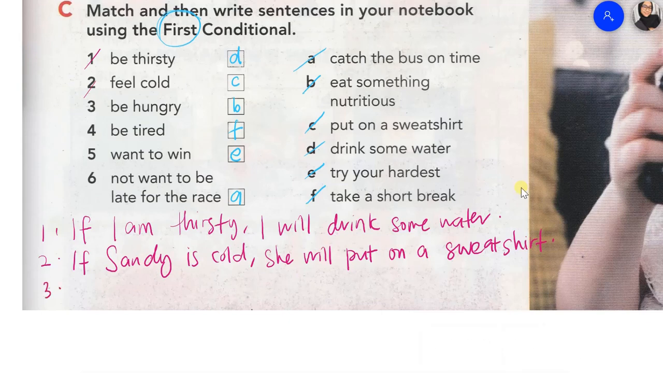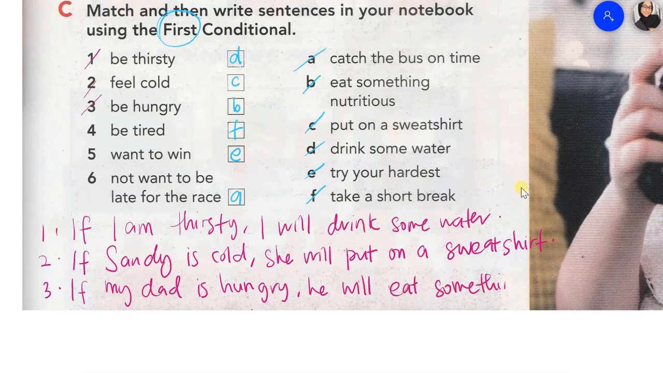Right, number 3. If my dad is hungry, he will eat something nutritious. Wrong spelling. Nutritious. Yes, that's more like it.